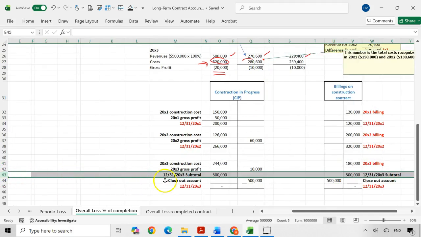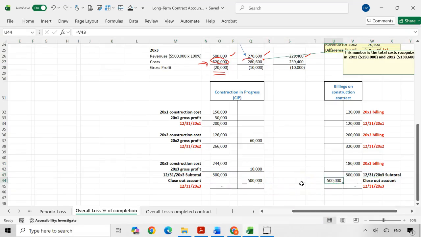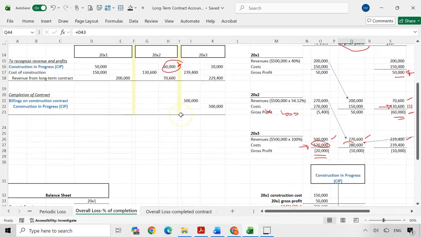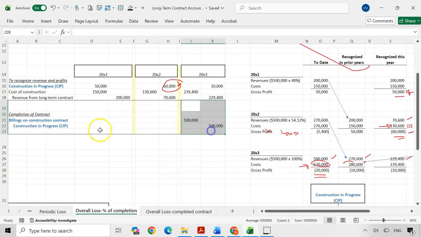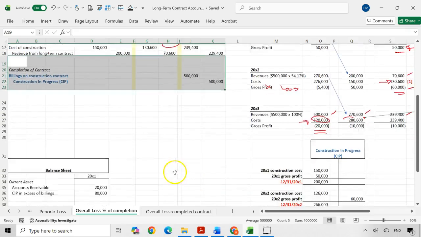The subtotal at the end of 12/31/X3, the end of the contract, I have a $500,000 balance in CIP and a $500,000 credit balance in the billings account. And I need to close that out. And so what I'm going to do is debit billings on construction contract for $500,000 and credit construction in progress for $500,000. And that's this very last entry right here that we do at the end of the contract.